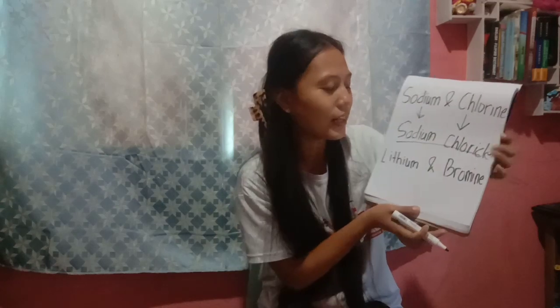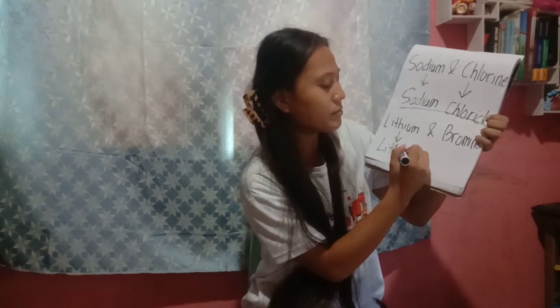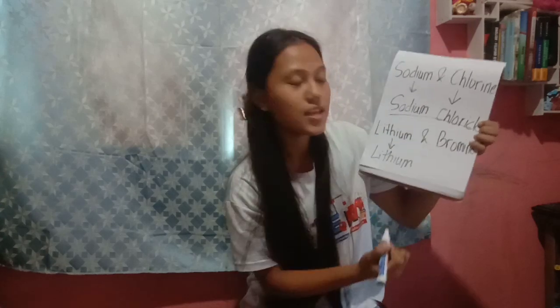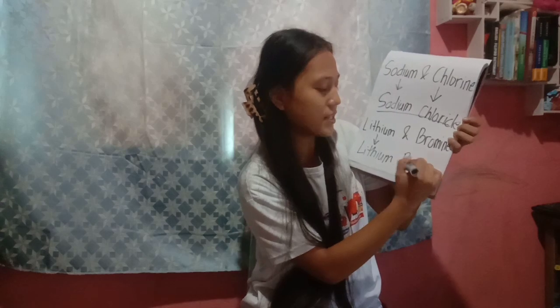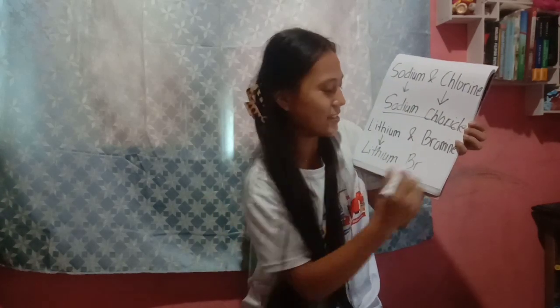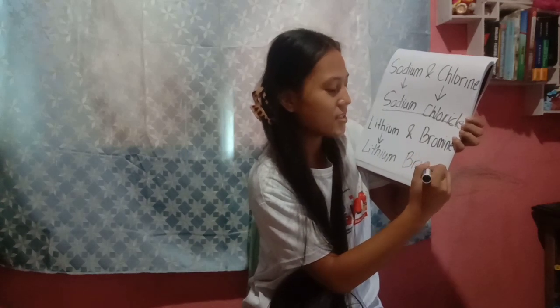Another example is lithium and bromine. So write the cation first, which is lithium, then followed by the anion, which is bromine. Then don't forget the suffix -ide to make it lithium bromide.